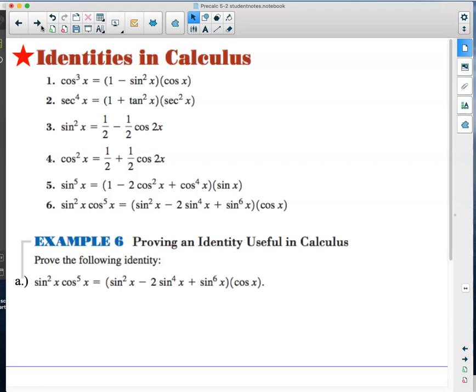So identities we use in calculus, huh? So should I memorize all of those? I mean, that's a lot. Memorize, no, but these, we can get there. These, we know enough that we could prove. All of these.